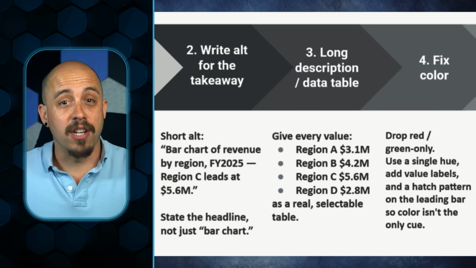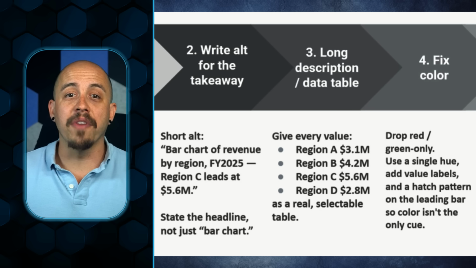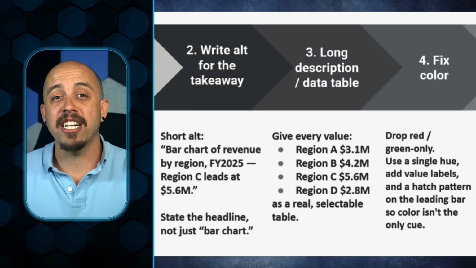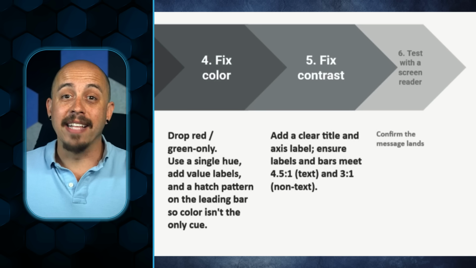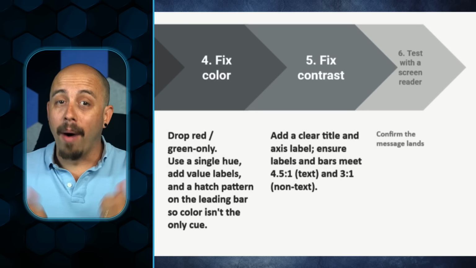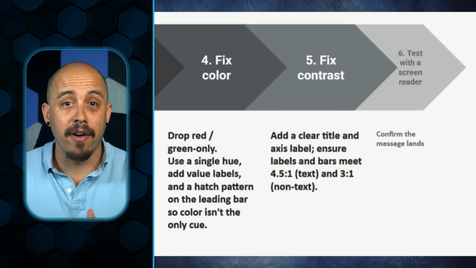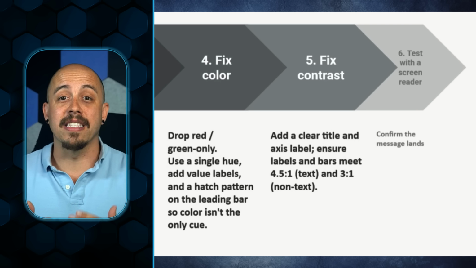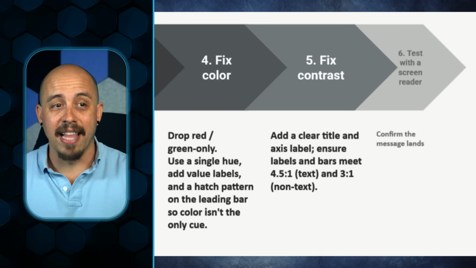Step 4, color. Drop the red-green only encoding, switch to a single hue with a varying lightness, and add a hatch pattern on the leader so the takeaway never depends on color alone. And step 5, contrast. Bump the labels up to a darker color and make sure the bar charts themselves have non-text contrast against the background. Step 6, test it to confirm that the message lands.